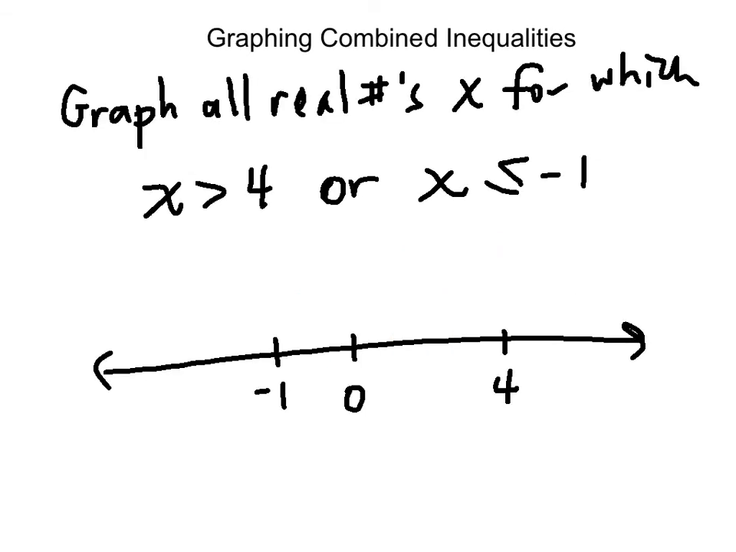Similar to the previous example, we have this combined inequality, which says graph all real numbers x for which x is greater than 4 or x is less than or equal to -1. So if I'm graphing x is greater than 4, I have an open circle because it's not equal to, and I know that would go to the right. If I'm graphing x is less than or equal to -1, closed circle, and numbers less than -1 go to the left. So my shading goes in opposite directions.